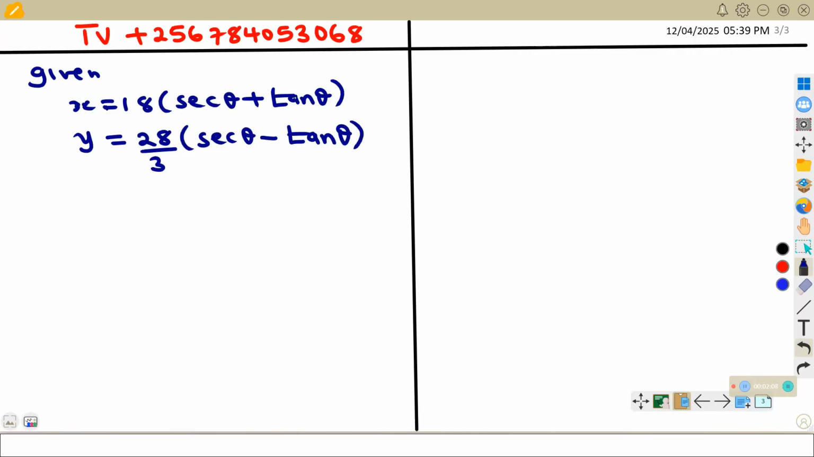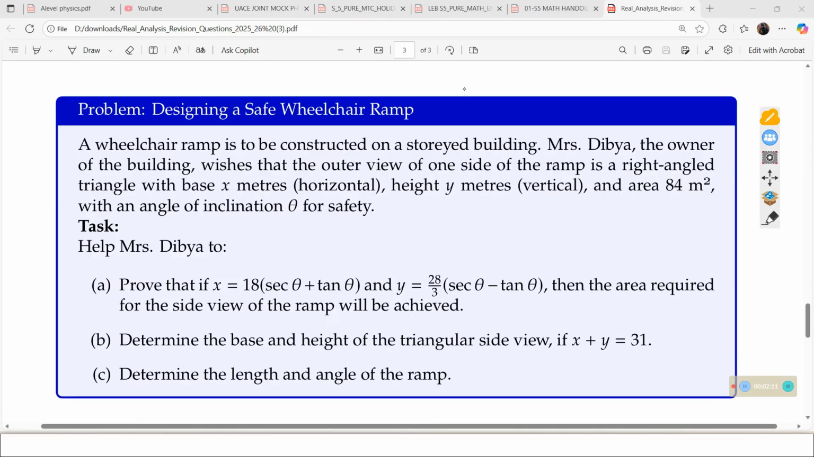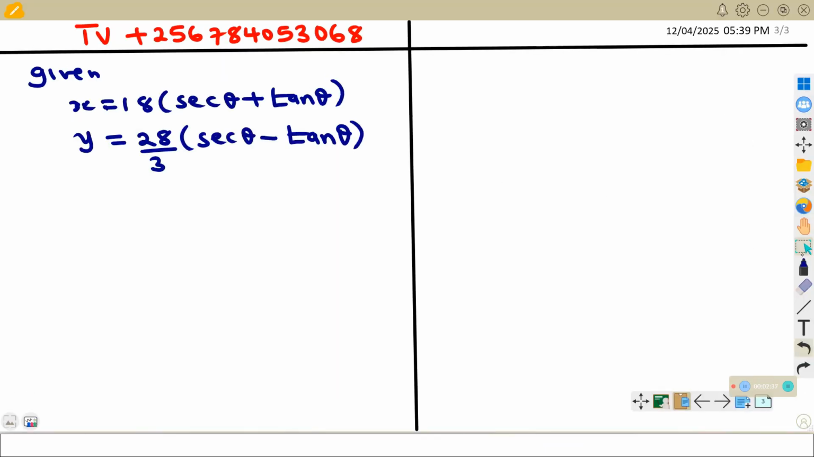So we have been given x as that and y as that, and our first task is to prove that if x is this and y is that, then the area required for the side view of the ramp will be achieved. Remember, the area to be achieved is this one here, which is 84 meters squared. So if we need to achieve this area, then we shall look at the area of the triangle.